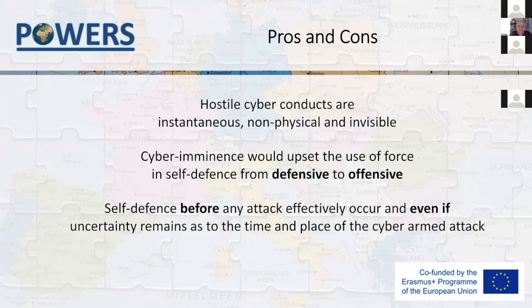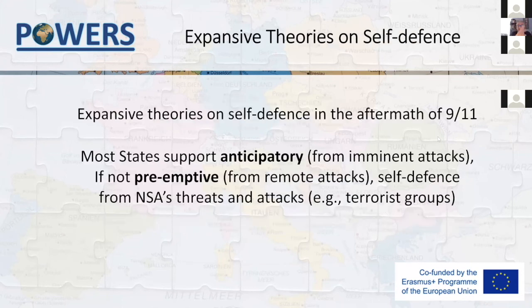In other words, the state which fears or thinks to be the next target of a cyber attack would use force before any attack effectively occurs, and even if uncertainty remains as to the time and the place of the cyber attack. So if we look to the situation from this different perspective, the use of force by states in self-defense would actually have a punitive effect, a deterrent effect against the other states, not a really defensive effect. Of course, in 5 minutes I will stop so we can have some questions if you wish.